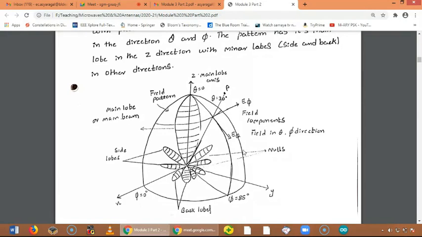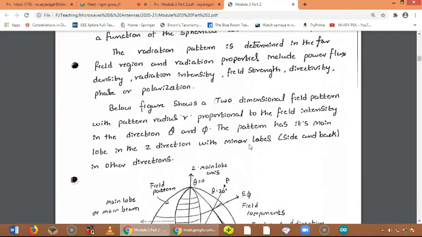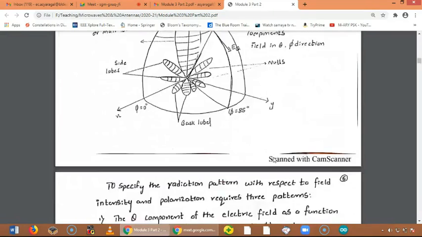E theta, where you can consider theta as the polar angle. Phi you can consider as the azimuth angle, right? So those are the field components, theta and phi, in this particular figure. Usually the radiation pattern is determined in the far field region, and radiation properties include power flux density, radiation intensity, field strength, directivity, phase, and polarization. This is how we can understand the pattern.